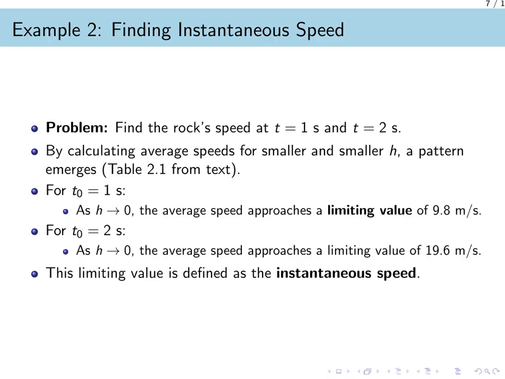For instance, the average speed for the falling rock approaches 9.8 meters per second at time equals 1, and 19.6 meters per second at time equals 2. This limiting value is what we formally define as the instantaneous speed at that exact moment.